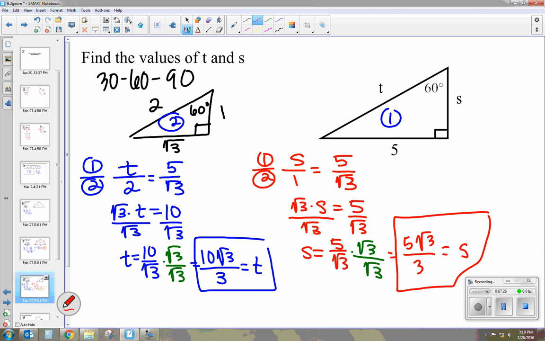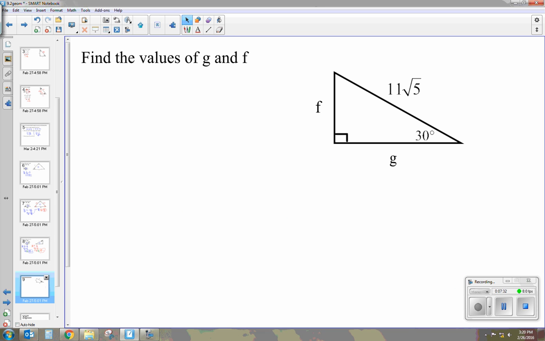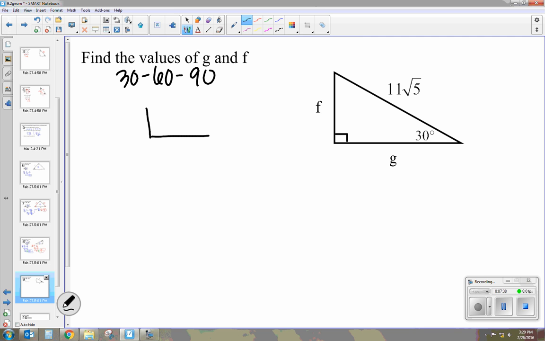All right, let's try one more of our 30, 60, 90. So we have a 30, 60, 90. We draw an identical triangle right next to it, but with the values of our base triangle. Our hypotenuse of a 30, 60, 90 is a 2, across from 30 is 1, and our leftover is square root 3. Let's set up a proportion. Let's solve for f first.